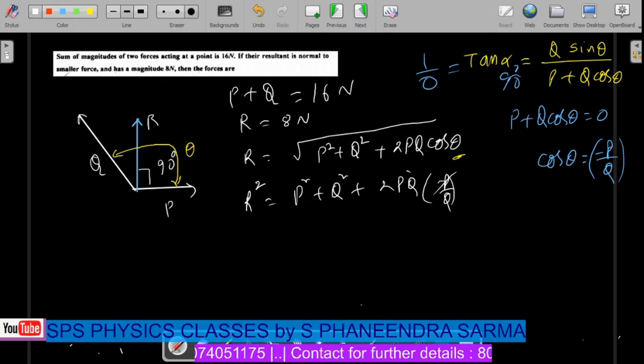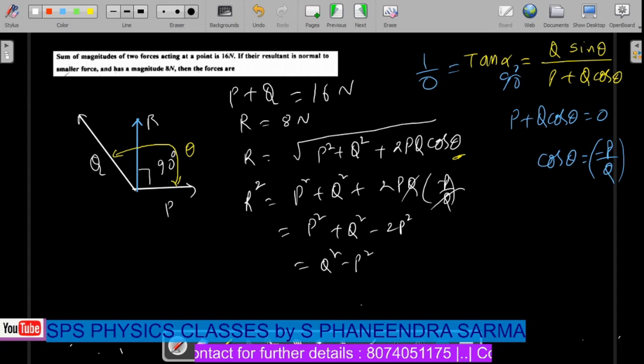Therefore, in this particular case, q gets cancelled and the remaining thing will be p square plus q square minus 2p square, which is equal to q square minus p square. This is the r square formula. Now, for the given case, let us try to substitute the individual values.